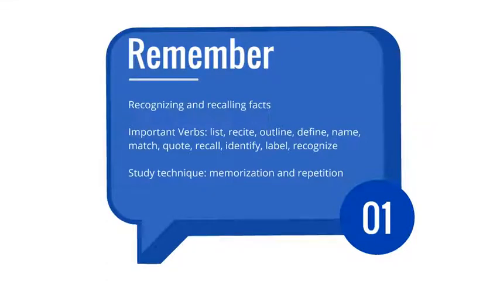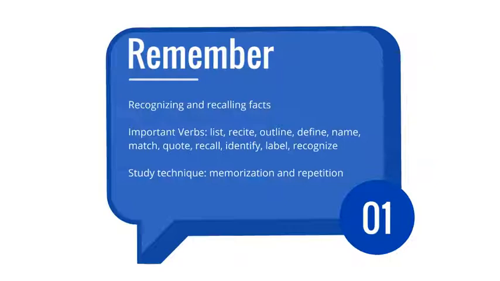This is where we tend to use memorization and repetition as our primary ways of study. And some verbs associated with this stage are listing, reciting, outlining, and so forth. You see them on the screen. So if you know that your exam is going to incorporate some remember level questions, then you can definitely use memorization and repetition and utilize some of these verbs to help practice for that exam, right?